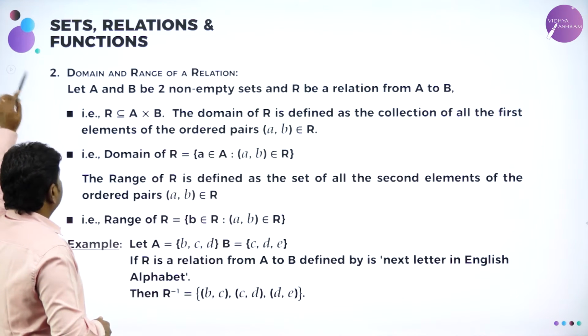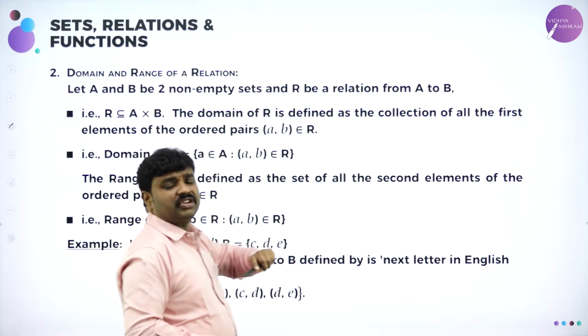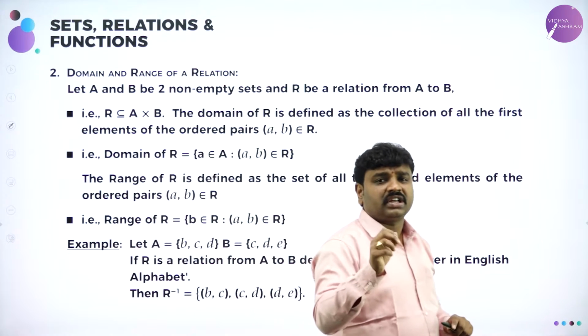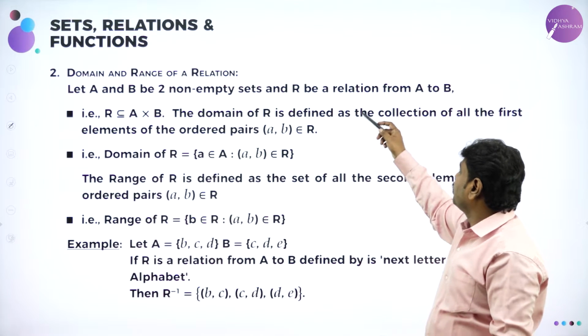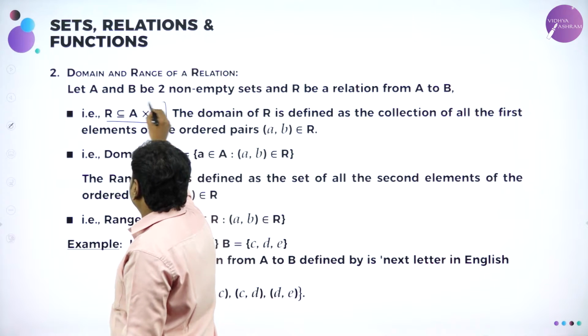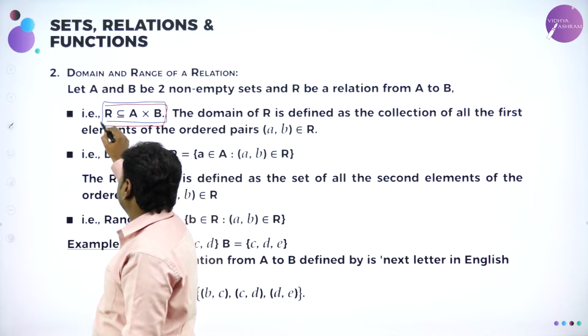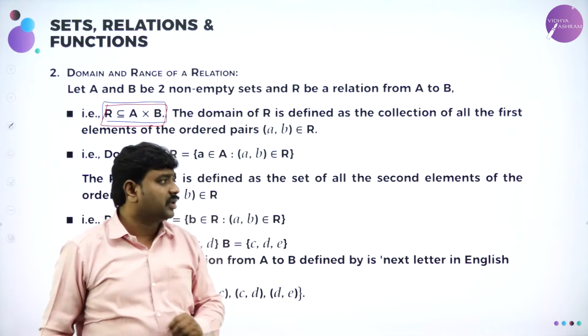Now going ahead, what is this explanation? Sets A and B are two non-empty sets. Non-empty sets means what? Sets containing at least one element. R is a relation from A to B. Already you know R is what? Subset of A cross B. You know very well. R is a subset of A cross B. Just now I demonstrated this with one example.